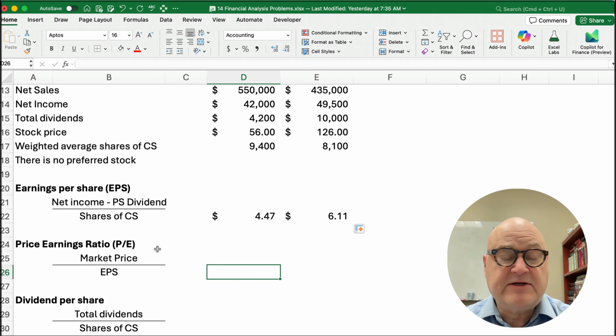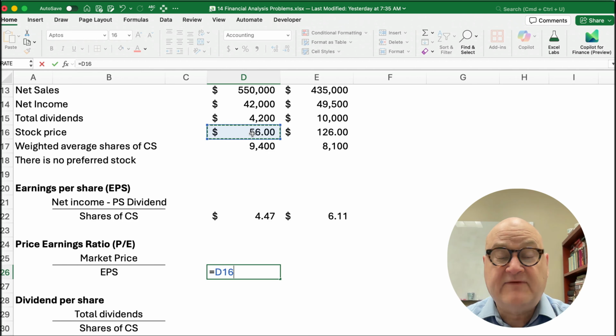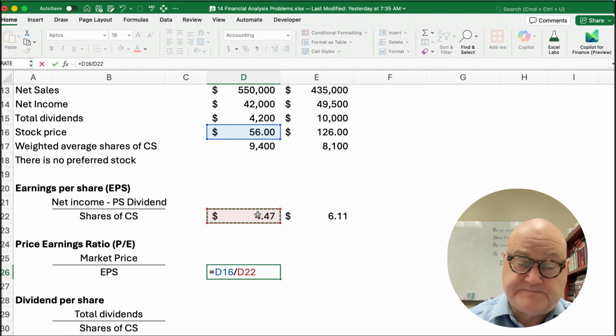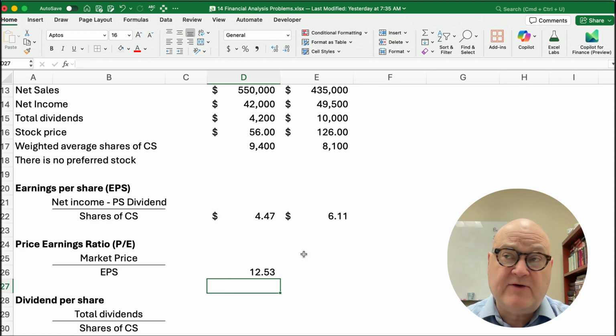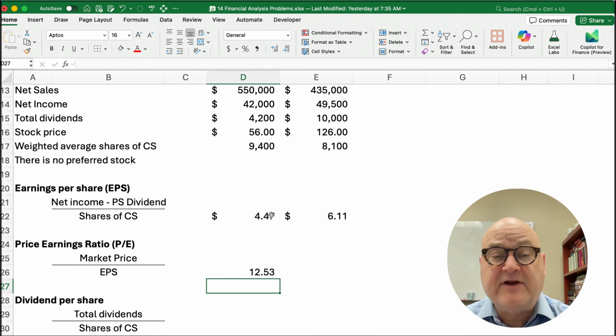The price earnings ratio is the market price, the stock price, $56, divided by the earnings per share. So what does this mean? It's 12.5. We're buying stock that earns essentially $4.50, but we're paying $56, so we're paying 12.5 times its earnings.